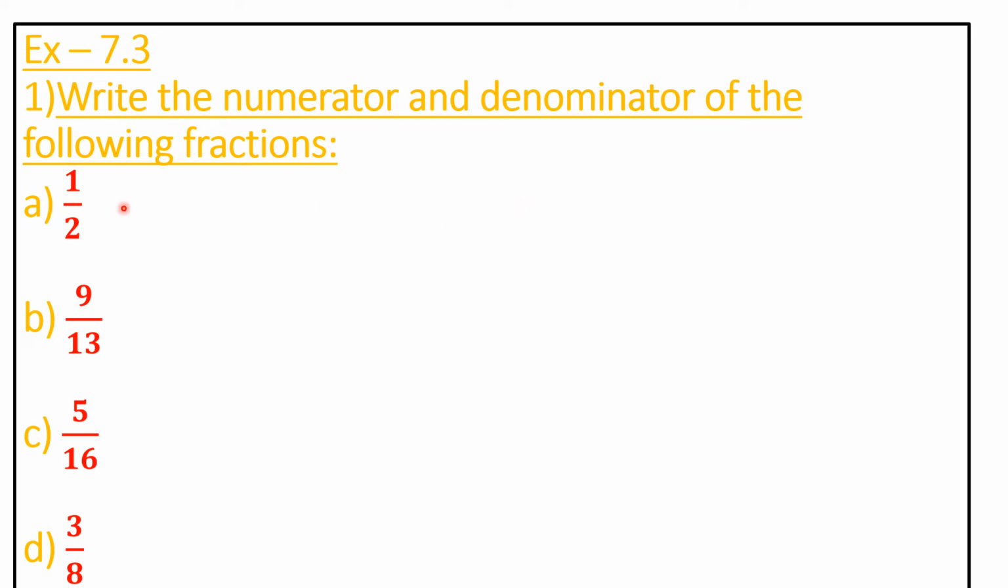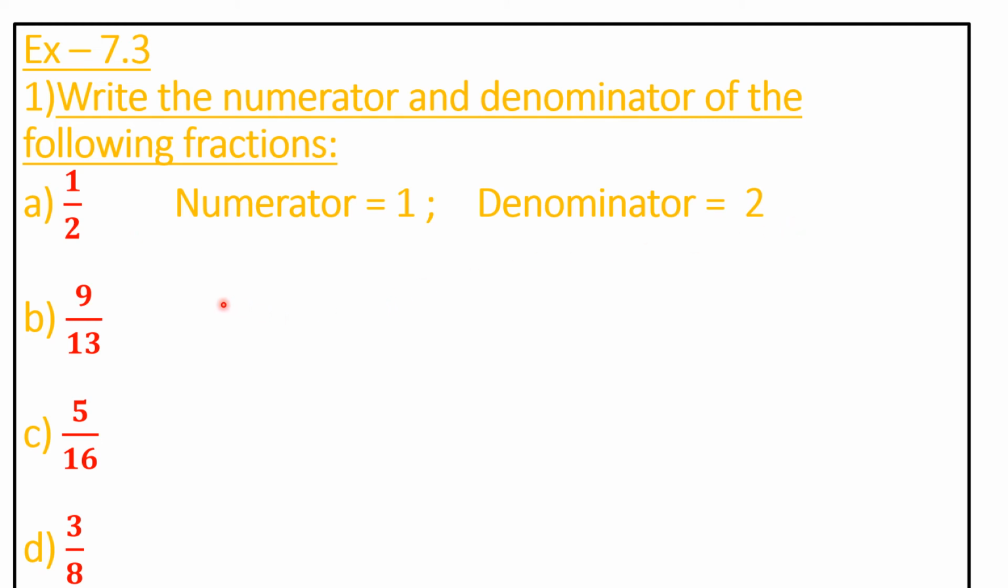As you know, the number above the dividing line is the numerator, and the number below the dividing line is called the denominator. So you have to write here, mention here. You can see here above the dividing line it is 1. So 1 is the numerator. I have written numerator is 1, and below the dividing line it is 2, that is denominator. So write denominator is 2.